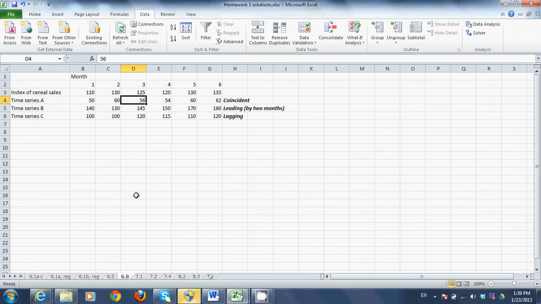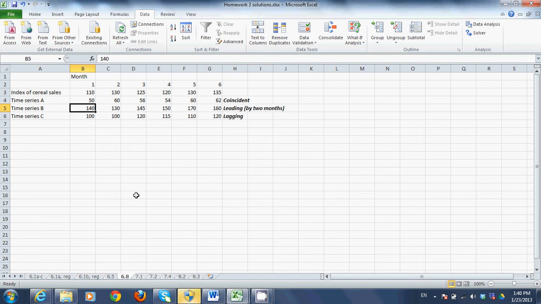110, 50, 130, 60, 125, 56, 120, 54, 130, 60. If you notice, every time this goes up too. And to some extent even by similar margin. So this is a relatively small drop, this is a relatively small drop, this is another small drop, another small drop. Rise, rise, maybe similar scale. Slight rise, so it's pretty much doing the same thing as the main time series. It's a coincident indicator.